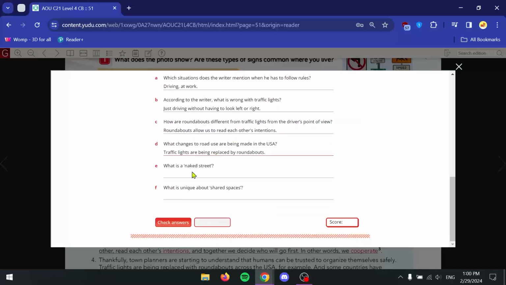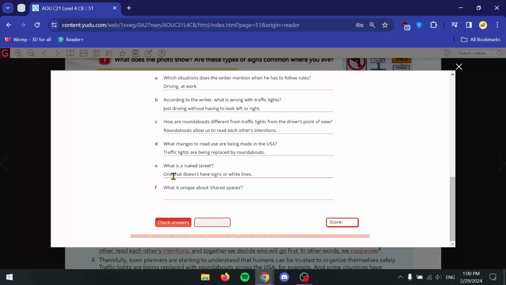Okay. So we could say a naked street is one that doesn't have signs or white lines. Okay? So basically, a street that doesn't have any signs or even any lanes or white lines or anything like that. Let's go to F.